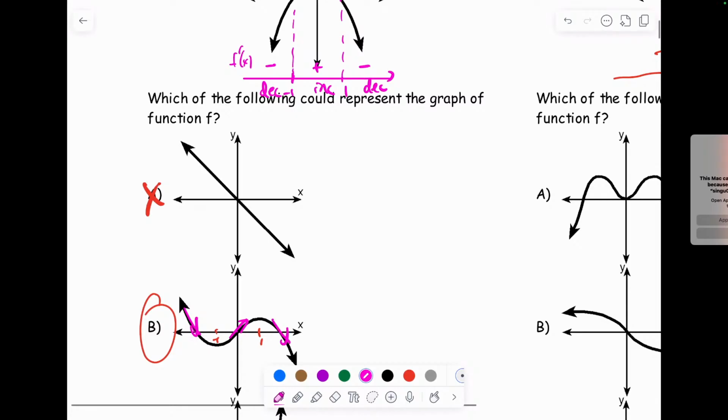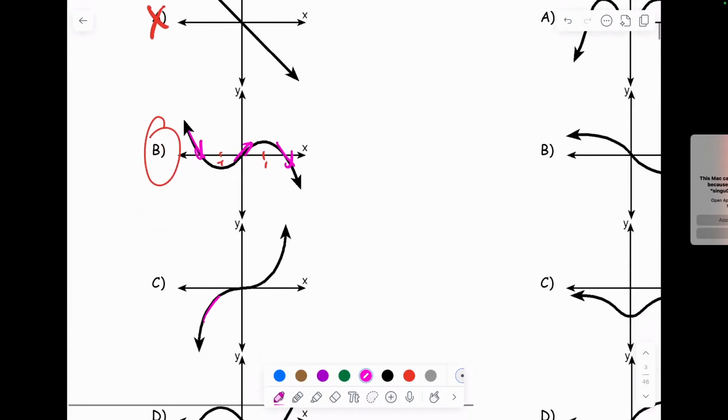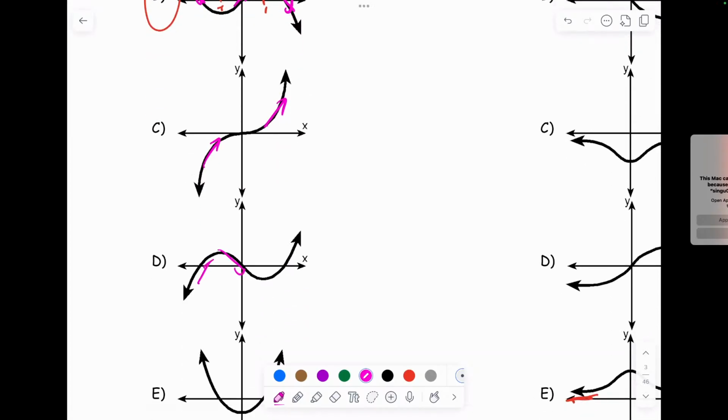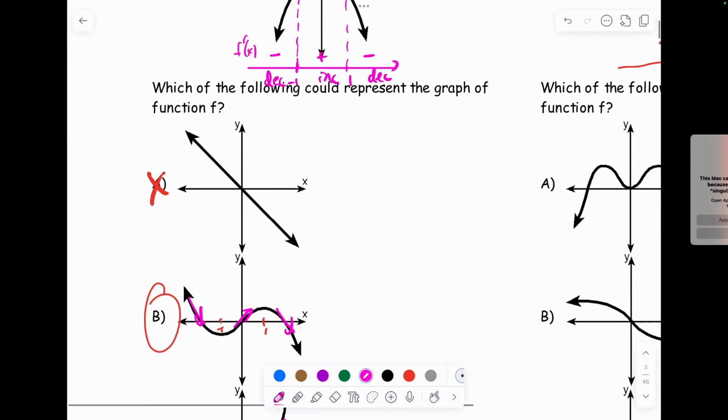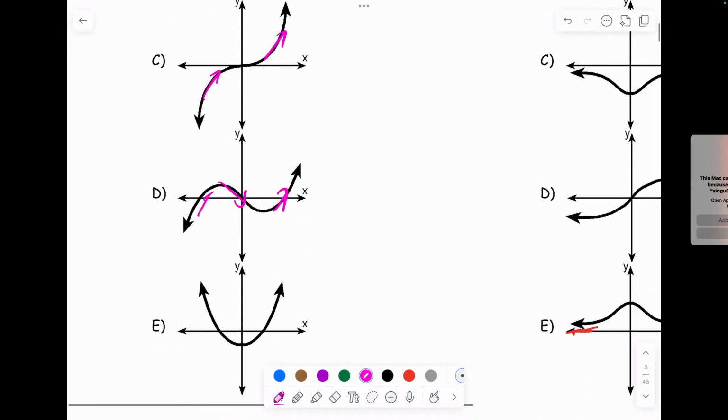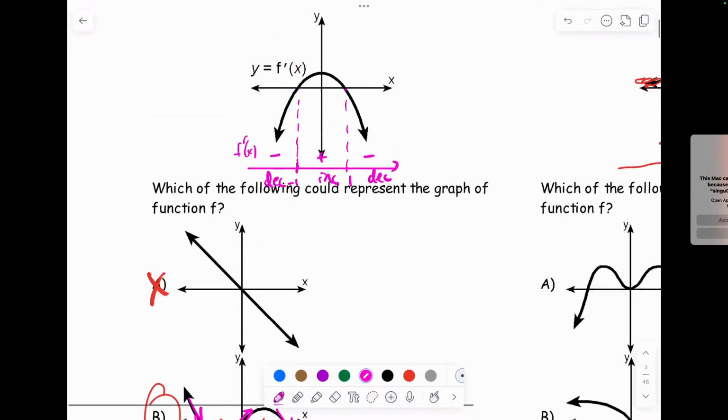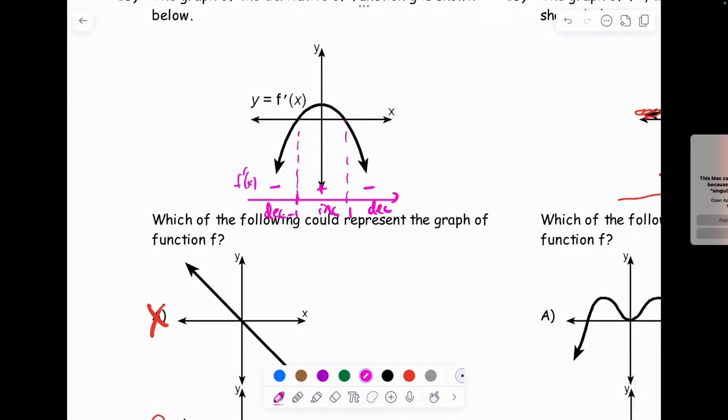Does that make sense? It's not A. This is increasing, this is increasing. This is increasing, decreasing, increasing. That's opposite. And this is decreasing, this increasing. That's not the same. This is three situations. Draw a number line to be able to help you.